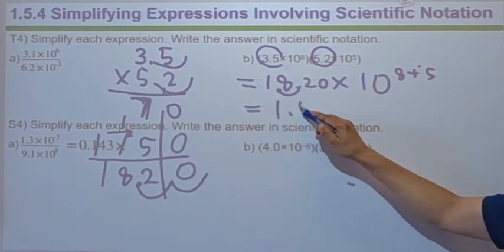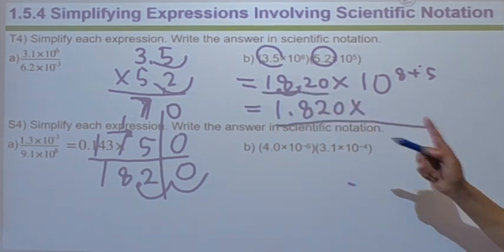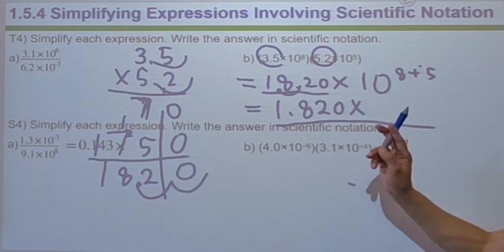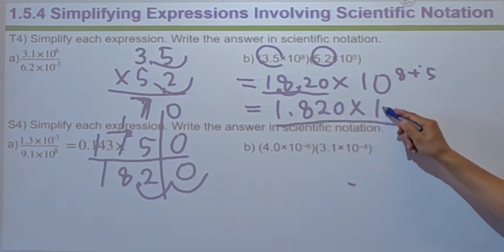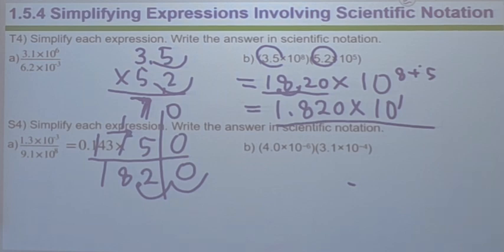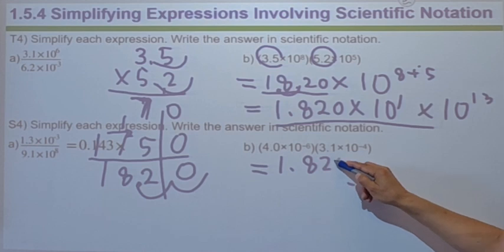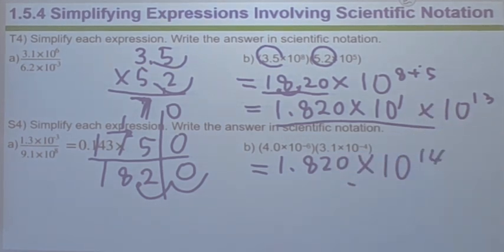So 1.820. Compared to before, does it become smaller or bigger? Smaller. Then you need help, right? You need to make it the same. Help means positive power. Everybody got it? So that was 10 to the 13, now 10 to the 14. So the final answer is 1.820 times 10 to the 14th power. That's the answer.